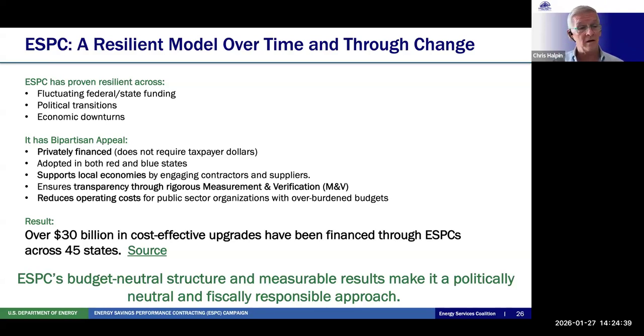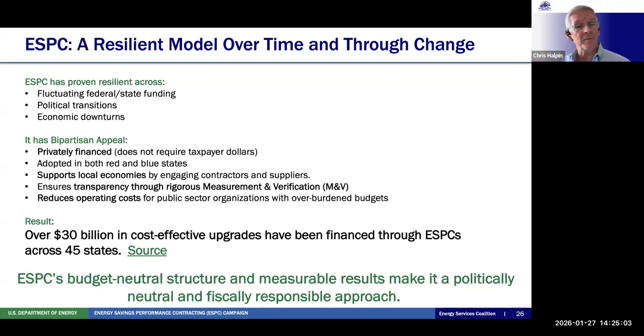You'll see we have a case study later on in a very rural district in the Southeast where they voted for this administration twice in a row, very conservative area, and they did a fantastic job of implementing performance contracts in their schools. So I've seen this work everywhere you can imagine.